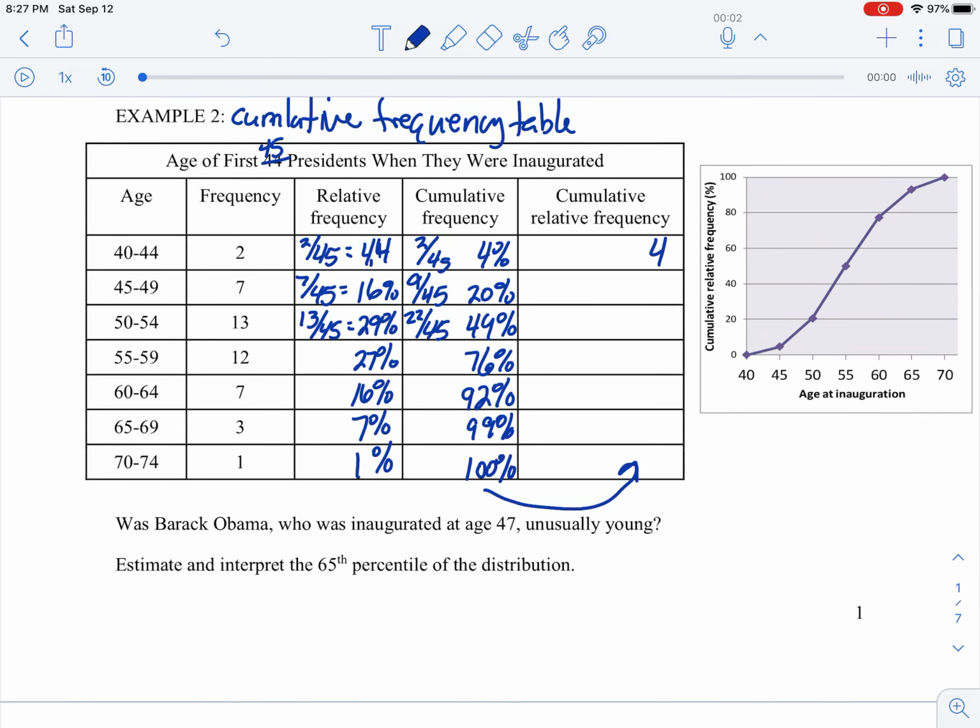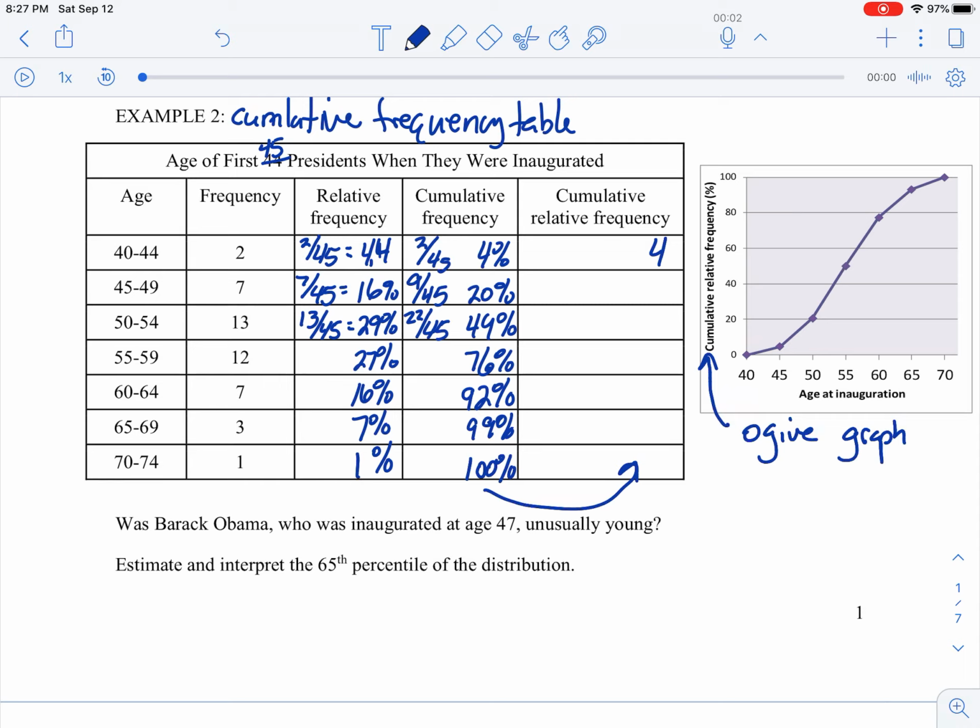That's called an ogive graph. It is graphing a relative frequency. So we have to be able to read these in 2 different ways, okay? And we'll talk about that here in a second. Let's answer these questions first.